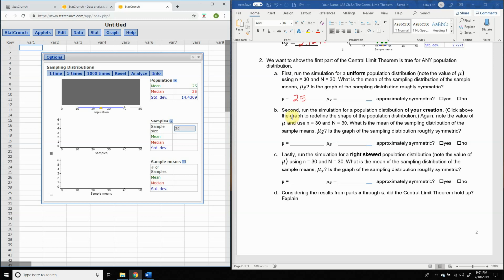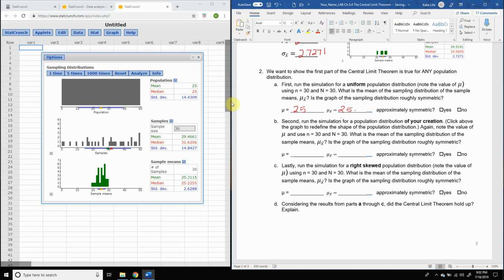Now, I don't have a 30 times button, but I can just hit this 5 times until I see the number of samples down here show up as 30. So I essentially want to hit it 6 times. 30. There we go. Okay. Now, what is the mean of the sampling distribution of sample means? Well, the mean on this last plot here is about 25.3115. And looking at this graph, it does taper to the left and to the right, and the majority of the values are kind of grouped in the middle here. I would say, yeah, it is approximately symmetric.